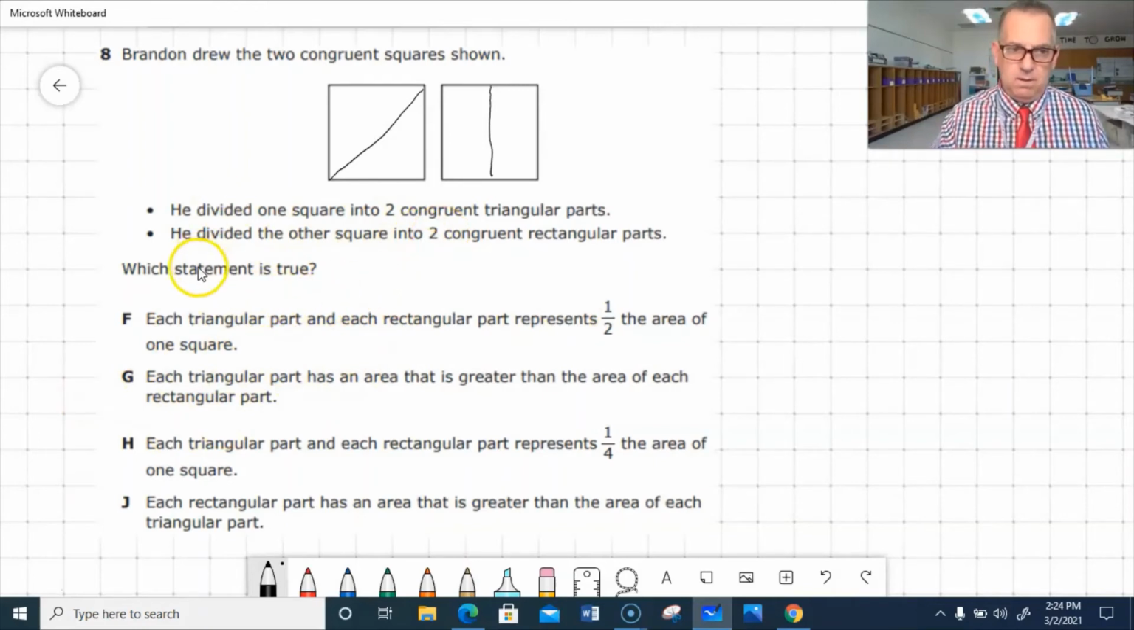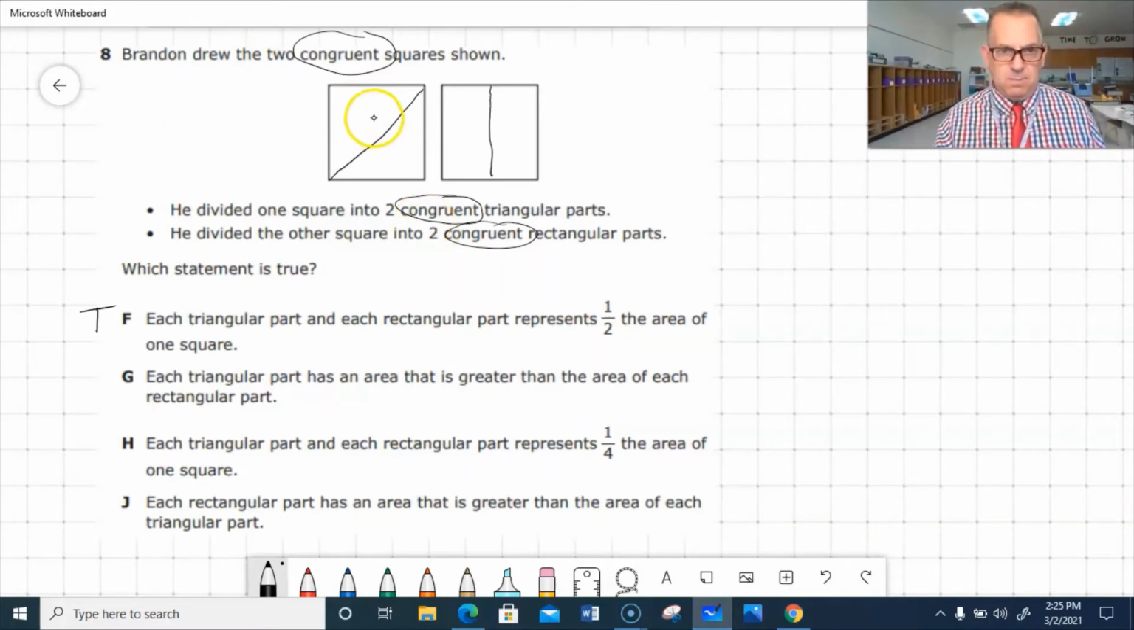So answer choice F, it says, each triangular part and each rectangular part represent 1/2 the area of one square. That sounds like a true statement to me. Okay, because we said that the squares are congruent, and right here, the triangular parts are congruent and the rectangular parts are congruent. So that means that they both represent the same amount, 1/2 of the square.